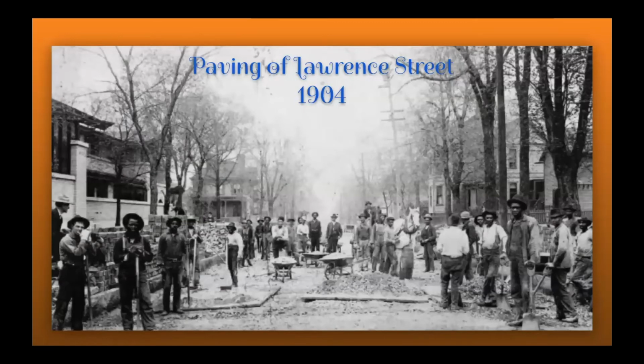Streets across town were being paved. Lawrence Street was paved around 1904. Notice the number of men involved in the work. The Dana Thomas house can clearly be seen on the left. This is looking down Lawrence eastward, and you can see a house on the corner across 4th.